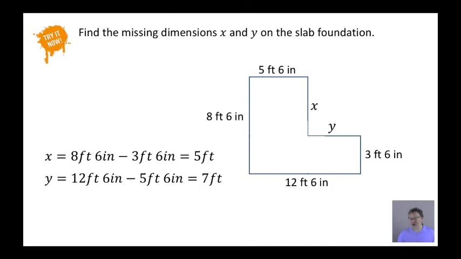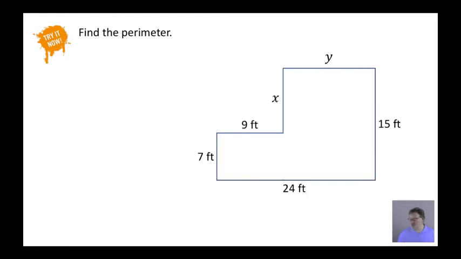Which means that the way that we find the length of y is to simply take 12 feet 6 inches and subtract off 5 feet 6 inches. And you can see we're doing that on the left-hand side there, and we get 7 feet for y. So that's just an exercise there to kind of get you ready for this kind of problem here.